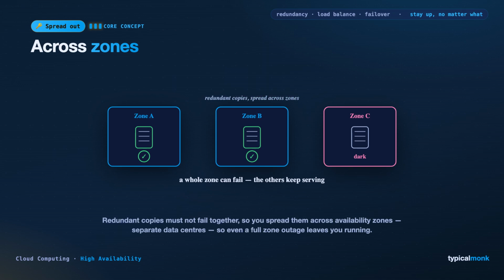So the takeaway: redundant copies protect you only if they cannot fail together. So you spread them across availability zones, separate data centers with independent power and networking, so that even a full zone outage leaves copies serving in other zones. Redundancy must be independent to be real.